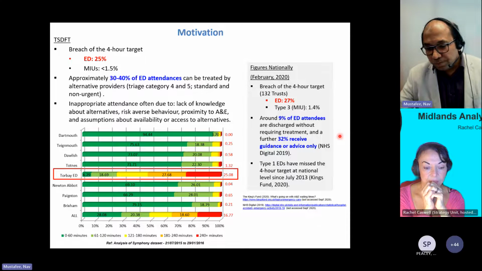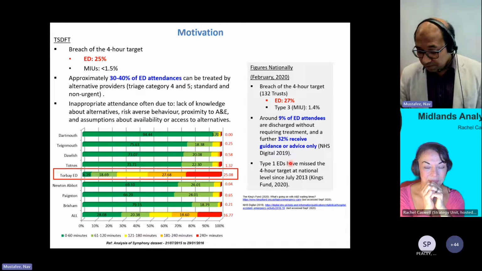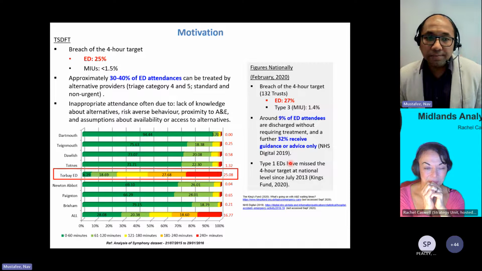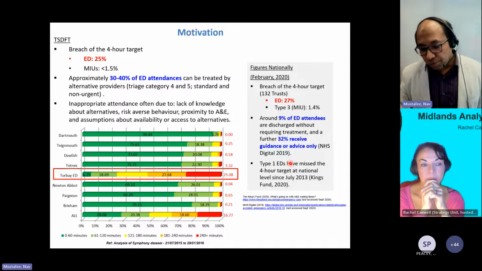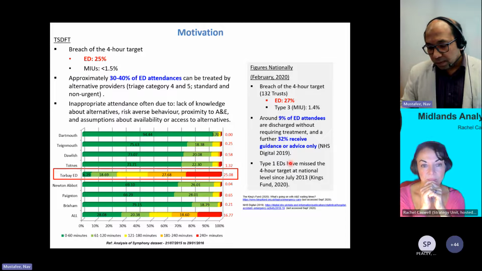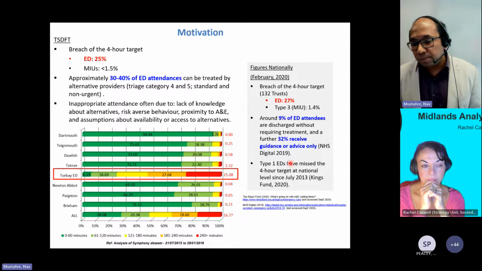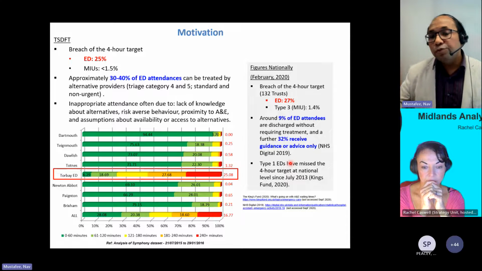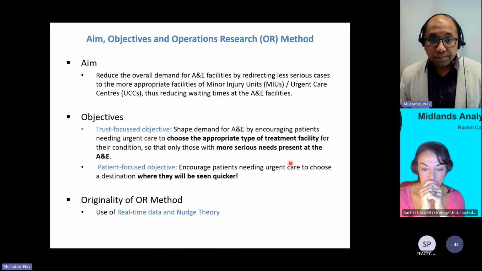Some of these figures need to be updated. I wanted to update them, but I just didn't find the time. But the picture has not changed, I can tell you that. So we thought that if we were to reduce overcrowding through redirection of patients, the solution that we want to develop should be scalable, which could be used by other trusts as well, because nationally the picture is about the same.